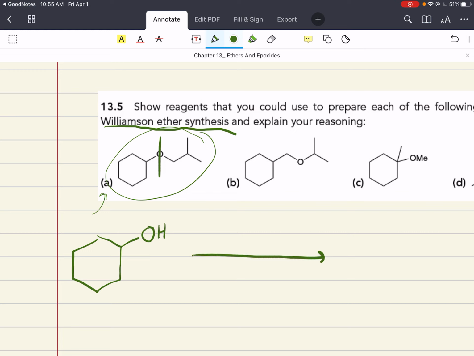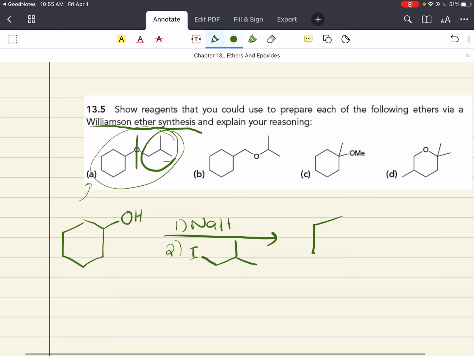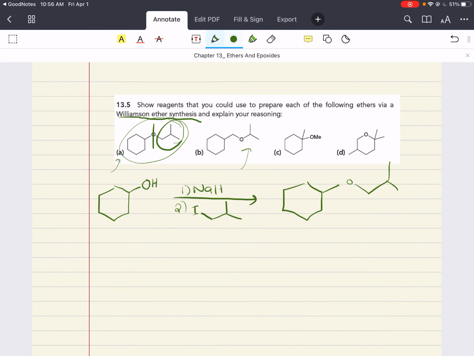Then, of course, I'm going to treat it with sodium hydride. But then what is the alkyl halide I want to treat it with? It's just going to be the other half of what was on the oxygen. So we see this group on the other half of the oxygen, and I'm going to be attaching that to some halogen, say iodide. Fantastic. This is what I need in order to prepare the final product that they asked me for. And ta-da, we did it. That's it. Pretty simple. I'll let you do B since it's a derivative of A, and then we're going to do C together.